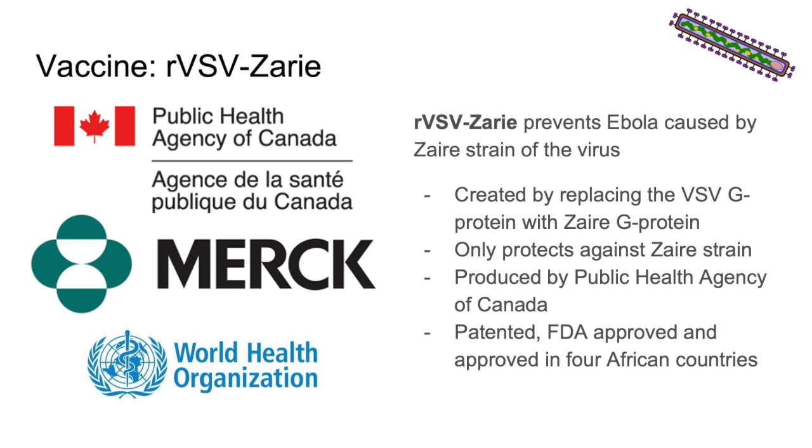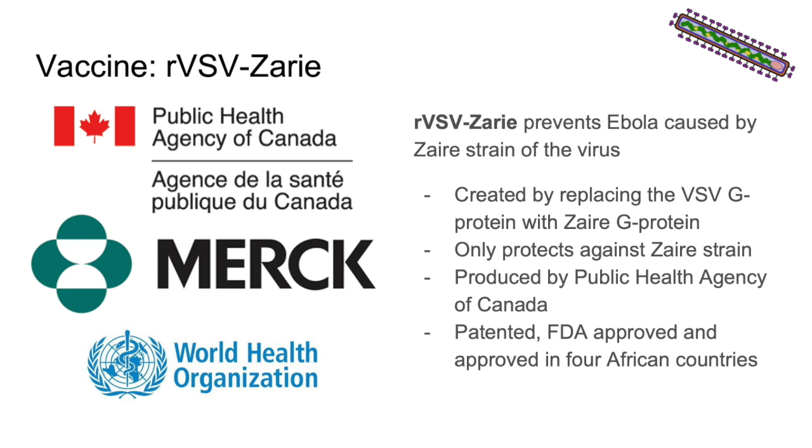The authors of the second paper touch upon how rVSVs have been used to develop vaccines. VSV can be used to create a vaccine due to the fact the virus itself is rare, so only a small portion of the population is immune to VSV. The vaccine is known as rVSV-Zaire, which prevents Ebola caused by Zaire strain of the virus. This vaccine was developed by replacing the G protein of VSV with Zaire strain G protein. This vaccine only protects against this specific strain of Ebola.